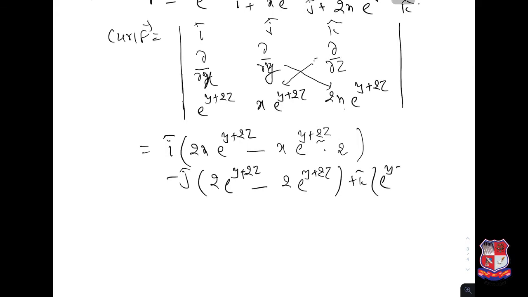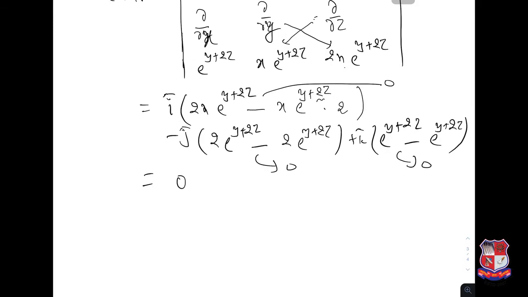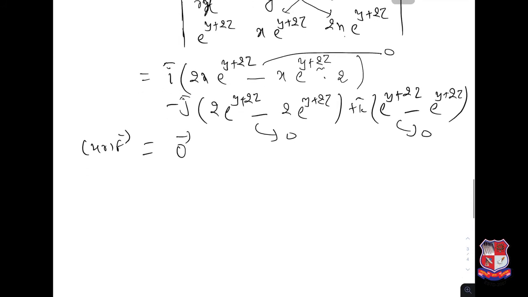So this is e power y plus 2z minus del by del x of x e power y plus 2z, the derivative of x is 1, so e power y plus 2z. And now you can see that this is 0, 2x e power y plus 2z. This is also 0. This is also 0. So this is a zero vector. So curl of f is a zero vector, and therefore f is a conservative vector field.